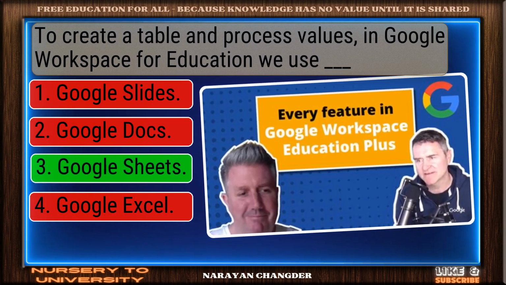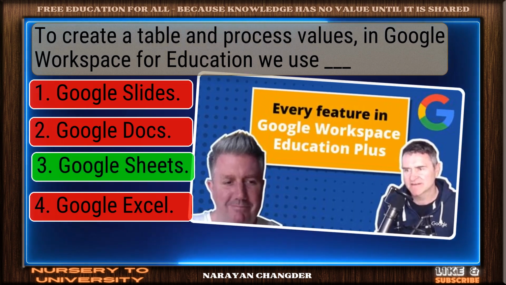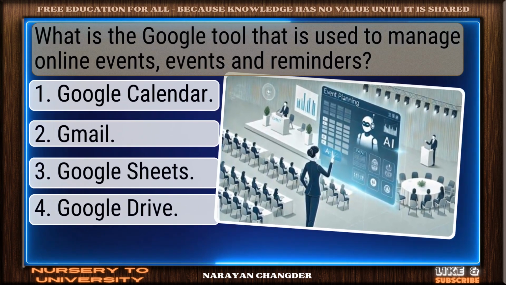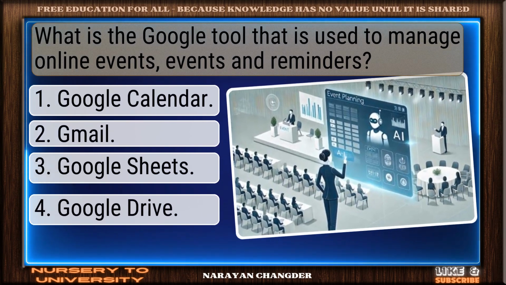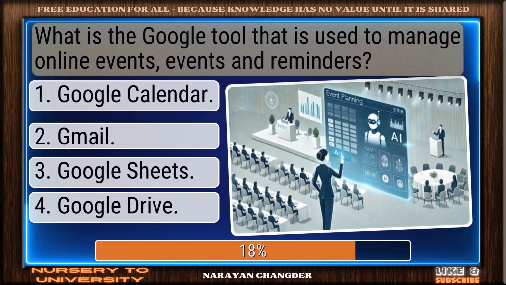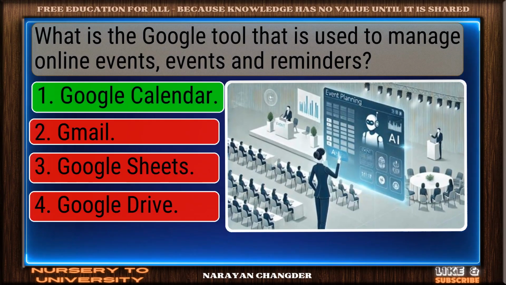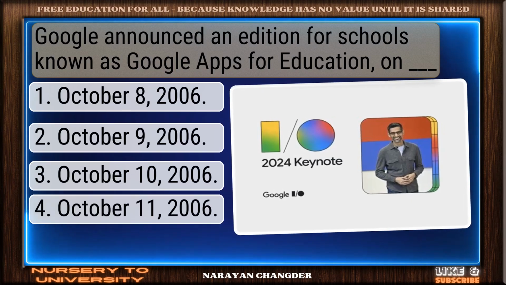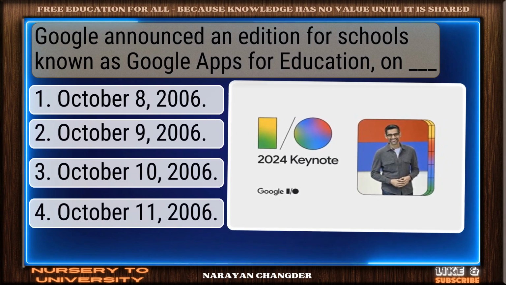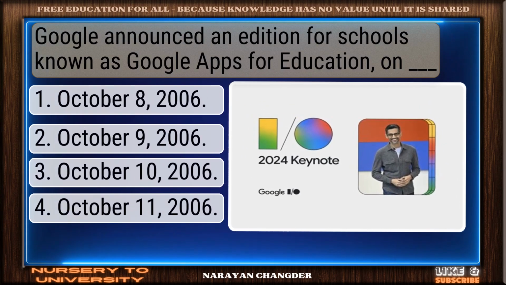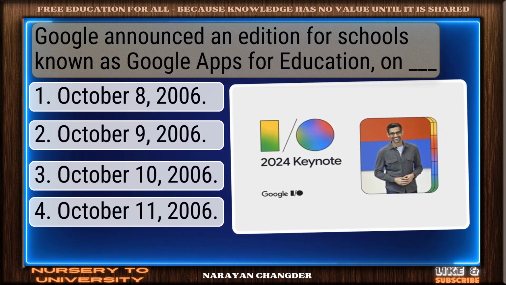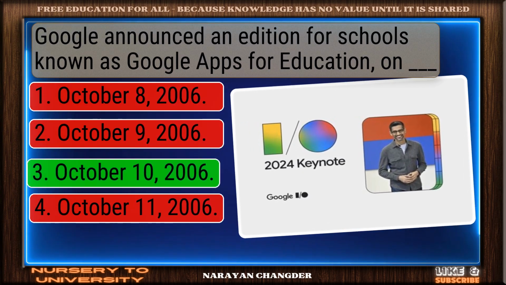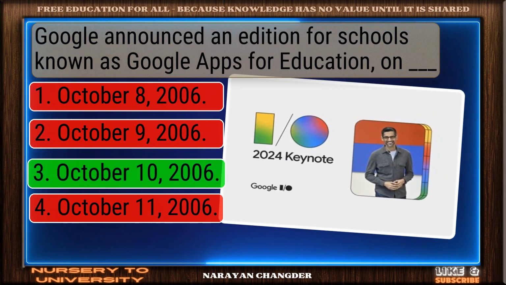You're right. Google Sheets is the correct answer. What is the Google tool that is used to manage online events and reminders? Correct. Google Calendar is the right answer. Google announced an edition for schools known as Google Apps for Education on Dash. Valid point. October 10th, 2006 is true.